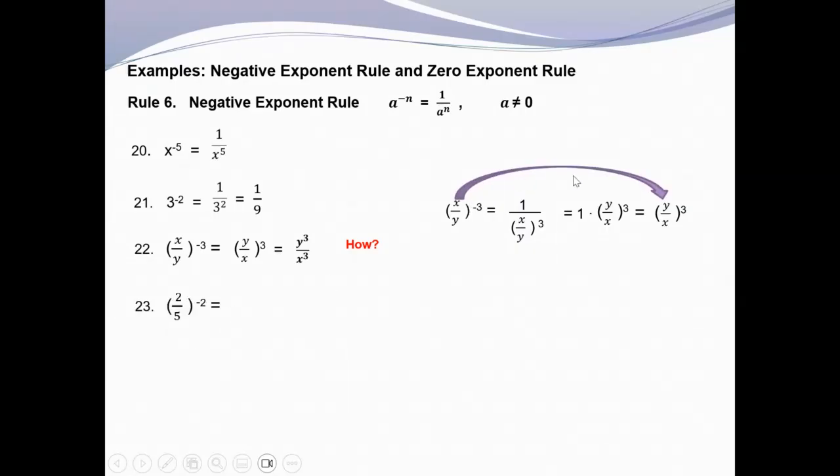Here, let's apply this rule right away. So we're going to flip it and it becomes positive. So it's going to give us 25 over 4.